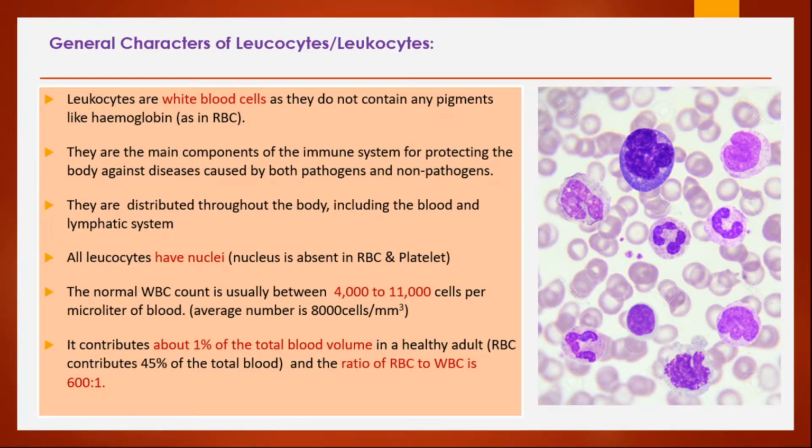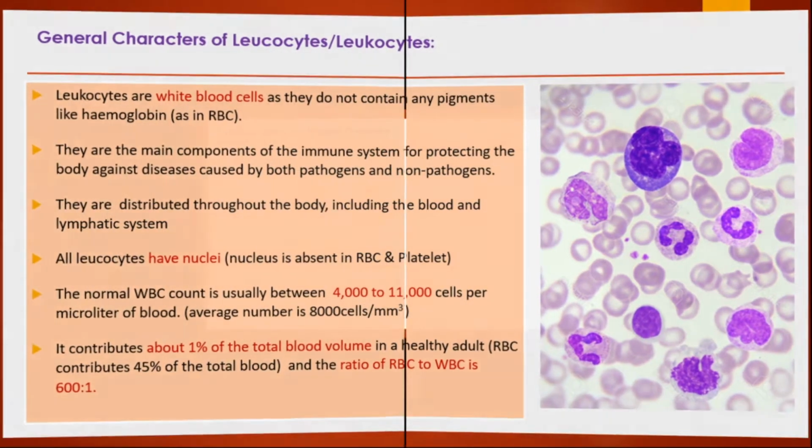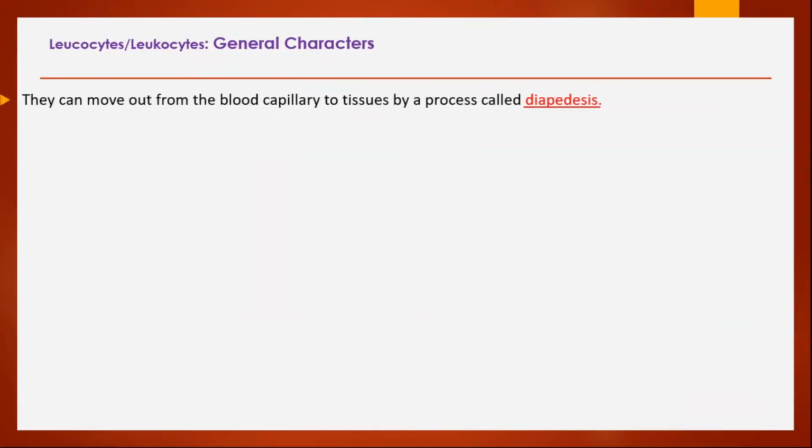Leukocytes contribute about 1% of the total blood volume, but RBCs provide 45% of the total blood volume. The ratio of RBC to WBC is 600:1. WBCs can move out from blood capillaries to tissues. That process is known as diapedesis.